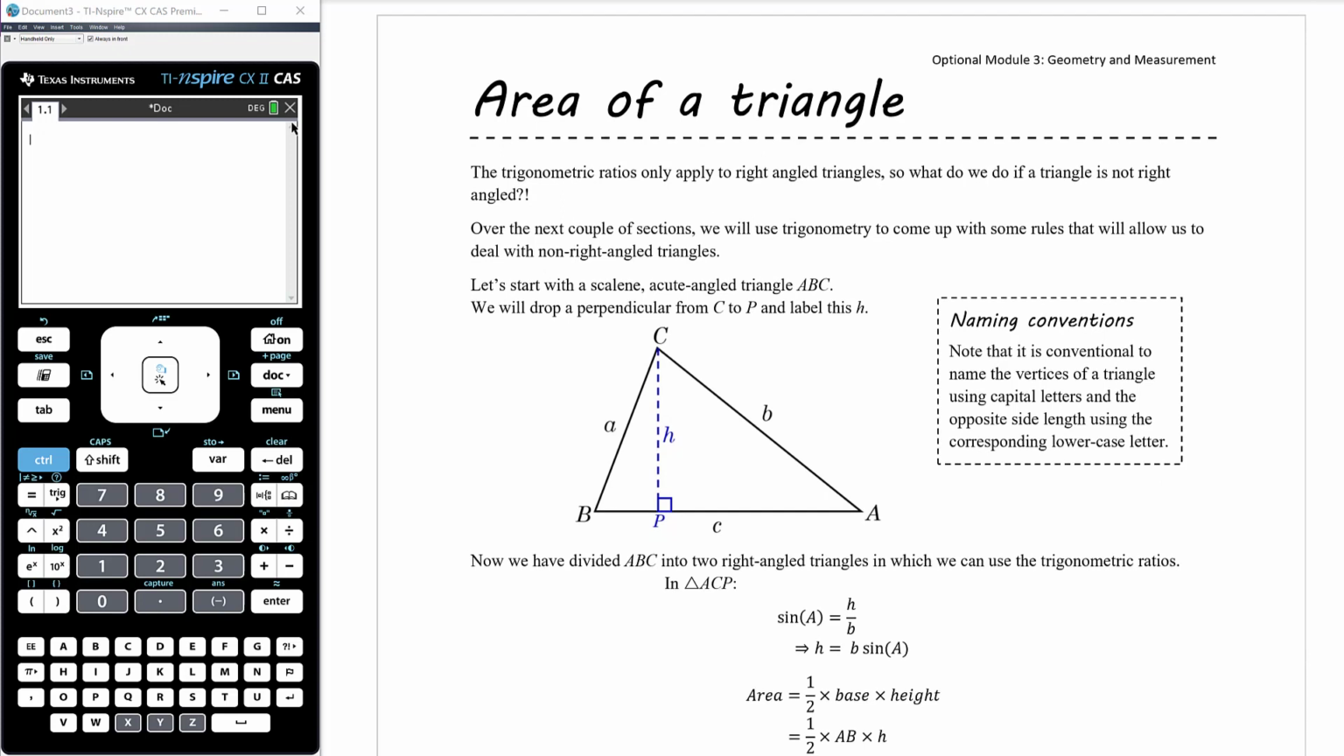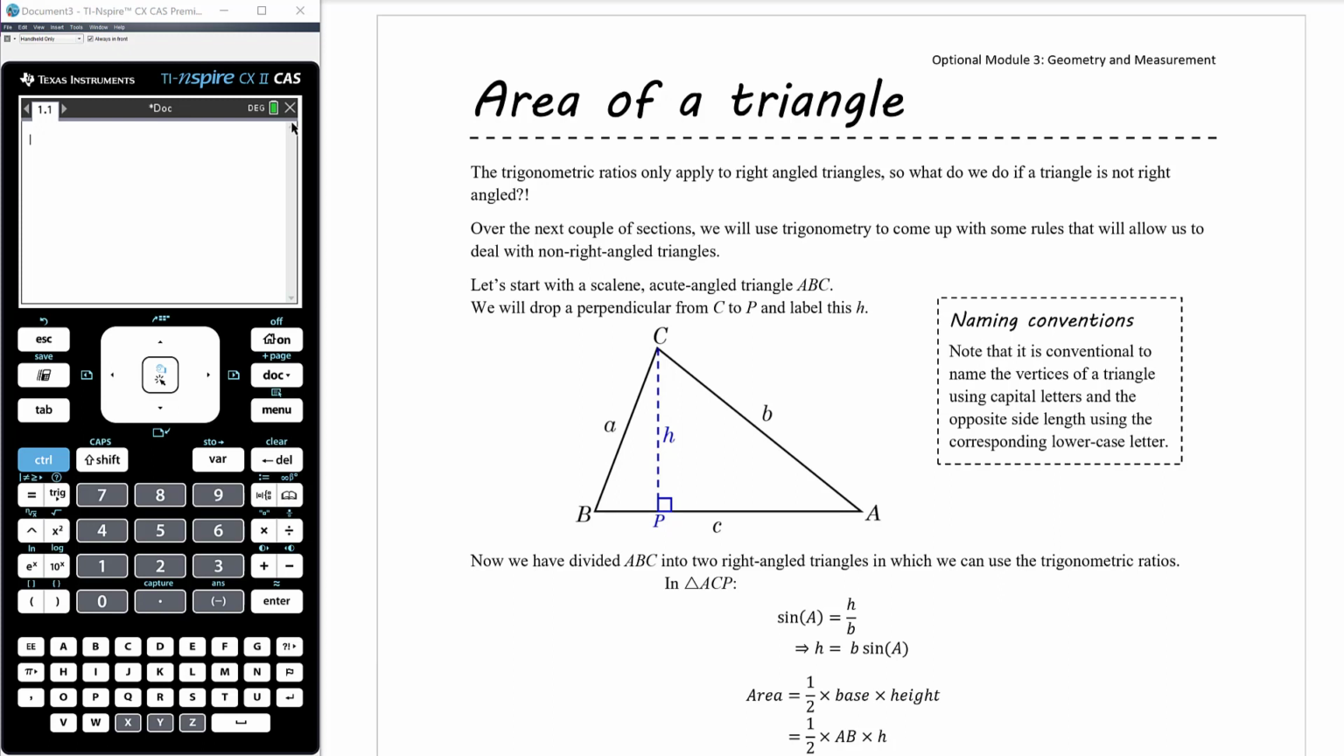As I said, the trig ratios, sine, SOHCAHTOA, only apply to right angled triangles. So what we're looking at is rules that apply to non-right angled triangles. The first thing we need to do before we look at area of a triangle is to understand the naming conventions we use when we're talking about triangles, and these will follow through to all of the sequence of videos coming up.